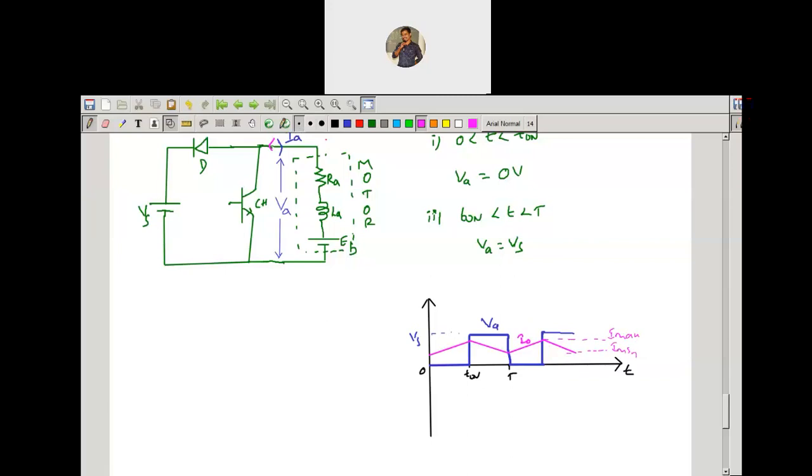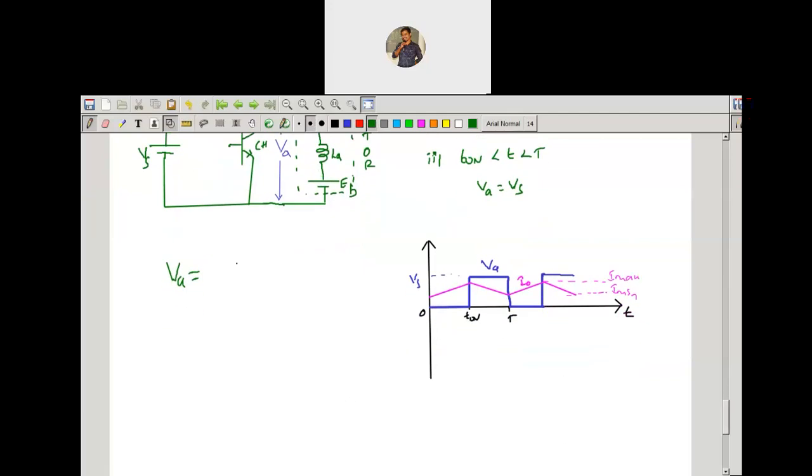Now let me show you the average output voltage. Our main intention here is to get the average output equation. Va is equal to 1 over the time period, and the integral of, you can observe during 0 to T on the armature voltage is 0 volts, so I am not going to take this interval. I am going to take the remaining interval, that is T on to T. The voltage is simply equal to Vs, dt.